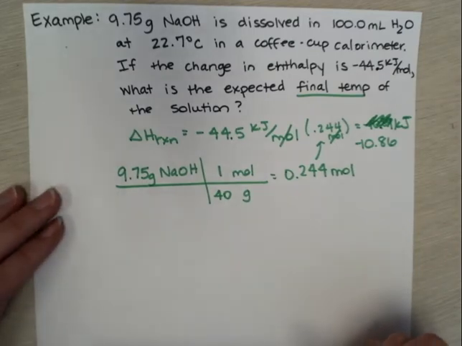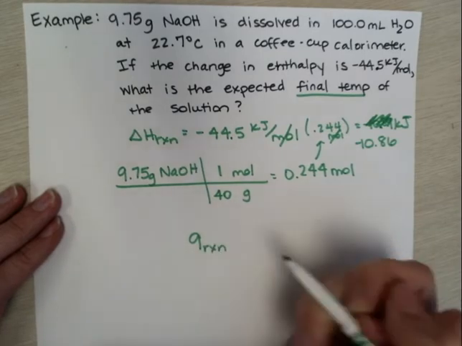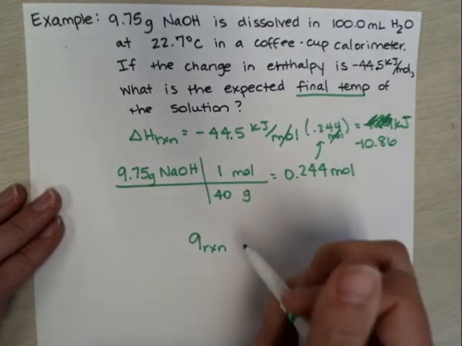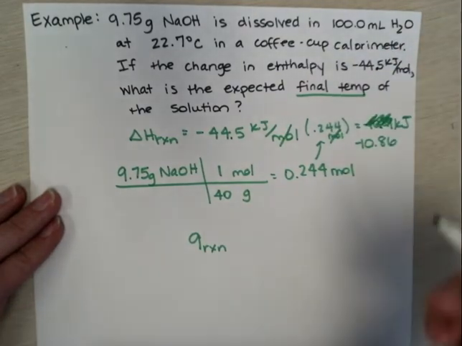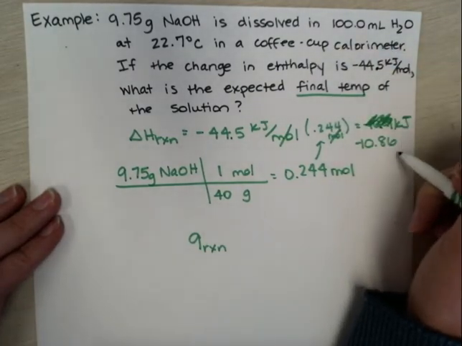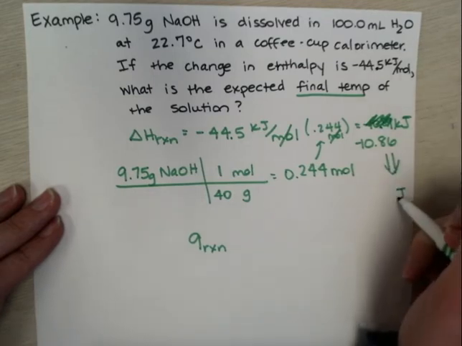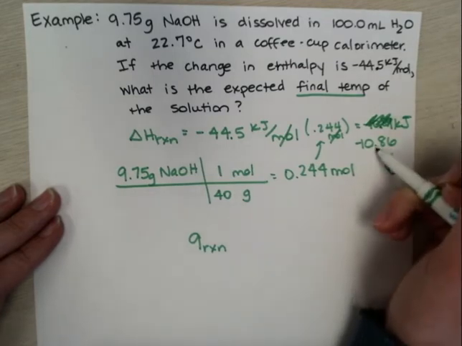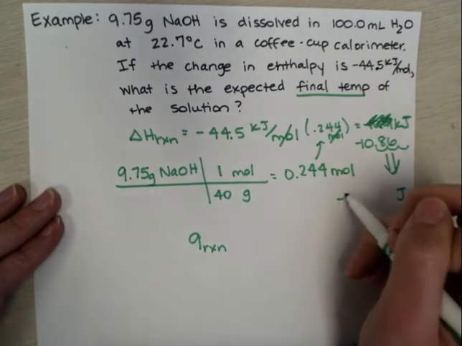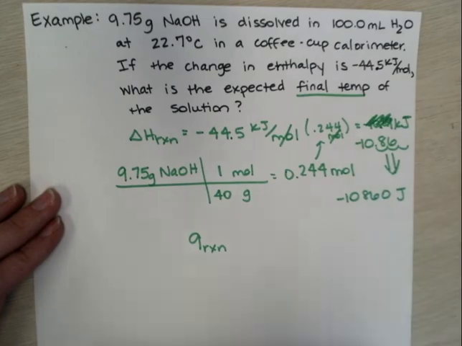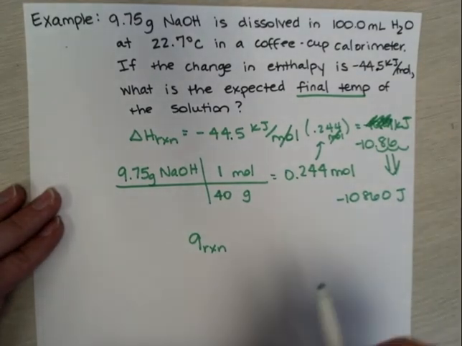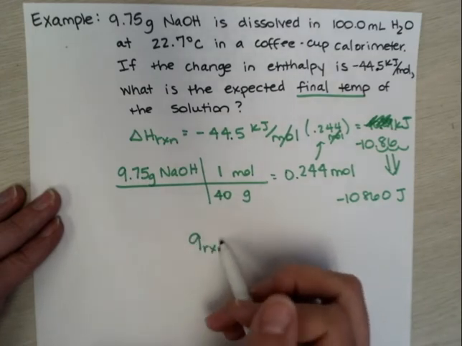But I don't want kilojoules because I need to use Q, right? Q of that reaction needs to get to Q of water so that I can use the change in temperature of the water, right? So I need these kilojoules to be in joules. So I'm going to move my decimal place back 1, 2, 3. And that's going to be 10,860 joules as my heat of the reaction, right?